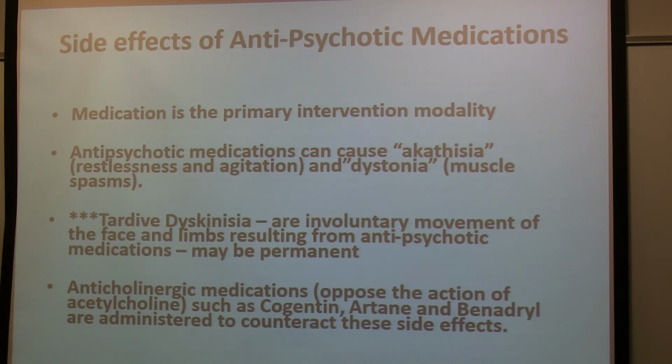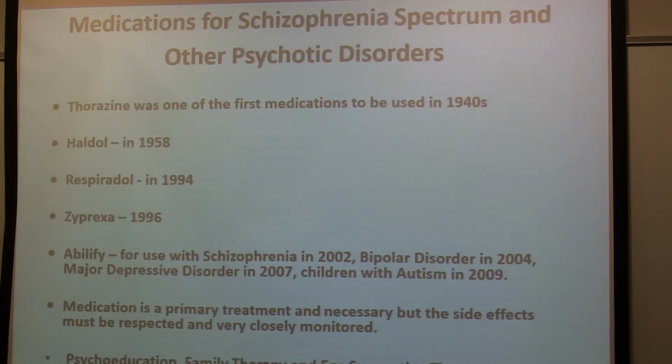There are some medications called anticholinergic medications that oppose the action of acetylcholine caused by some of these medications. They are called, and I'm telling you this more for your information, I doubt very highly you would be asked about this, Cogentin, Artane, and even Benadryl, the antihistamine, can counteract some of the side effects. So in inpatient treatment, you may see someone being prescribed these medications if the person is really experiencing terrible side effects from the antipsychotic medications.